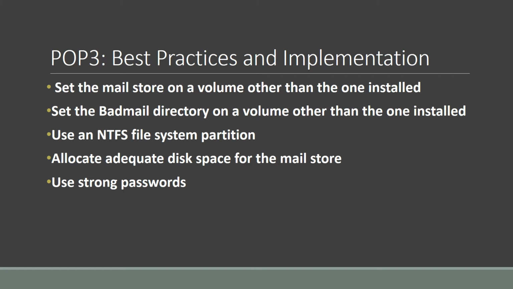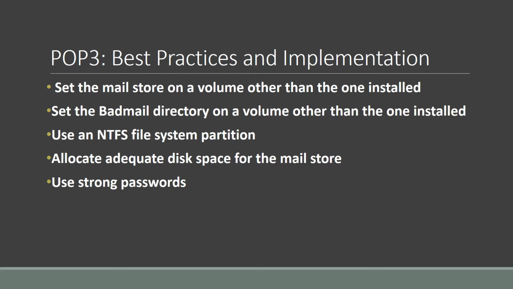This will prevent the possibility of the operating system running out of disk space if the mail store becomes too large. You also need to set the bad mail directory on a volume other than the one on which the operating system is installed. When an email is undeliverable, the SMTP service returns it to the sender with a non-delivery report, NDR. If the NDR cannot be delivered to the sender, a copy of the message is put in the bad mail directory. To prevent the possibility of the operating system running out of disk space, you must move the SMTP bad mail directory to a volume other than the one in which the operating system is installed.